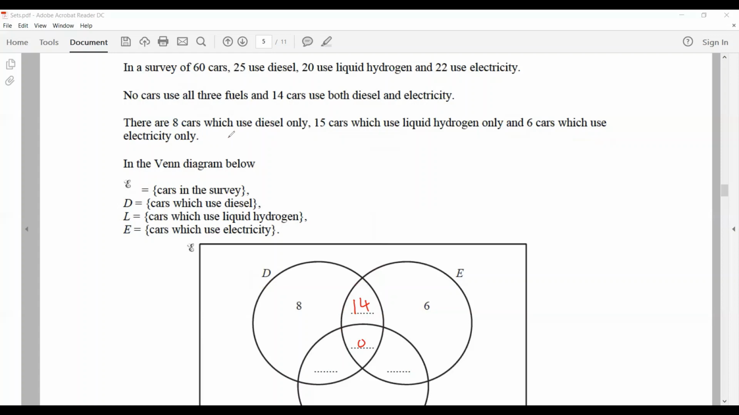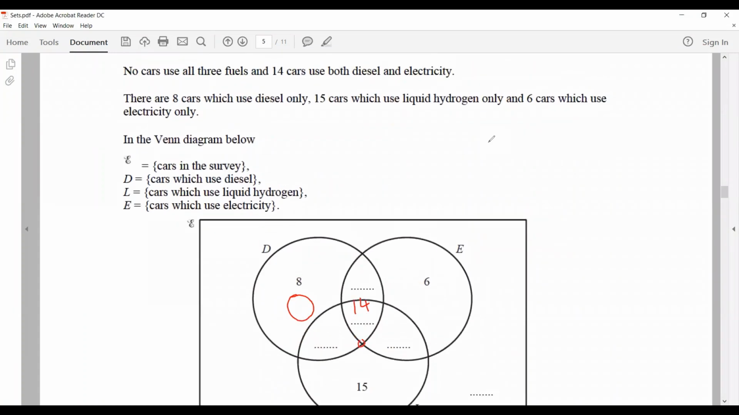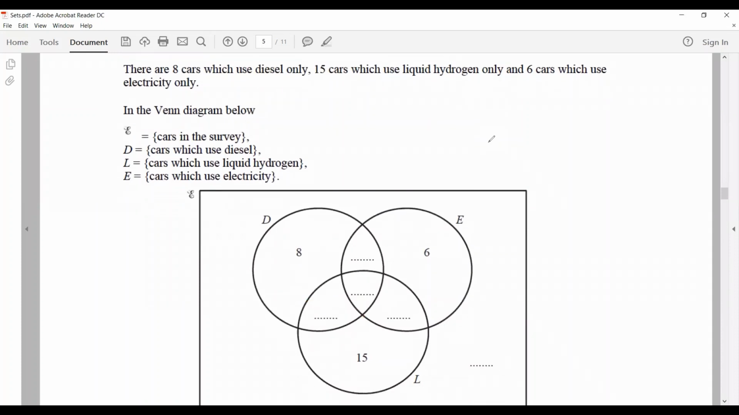And then 8 cars which use diesel only, and that has been mentioned here. 15 cars which use liquid hydrogen only, and that has also been highlighted in the Venn diagram. This is 14, this is 0. And then what else? 6 cars which use electricity only. That's the number right there.